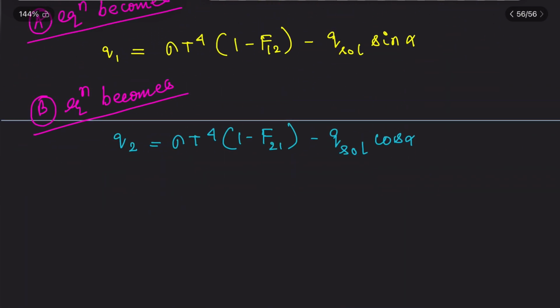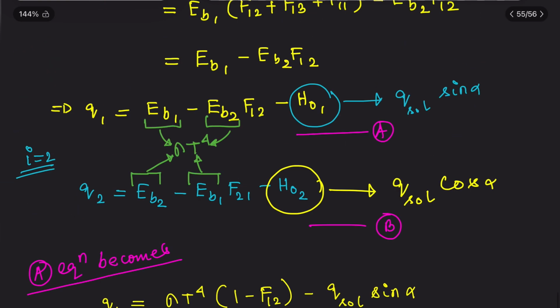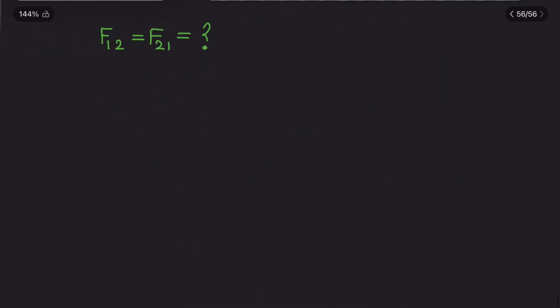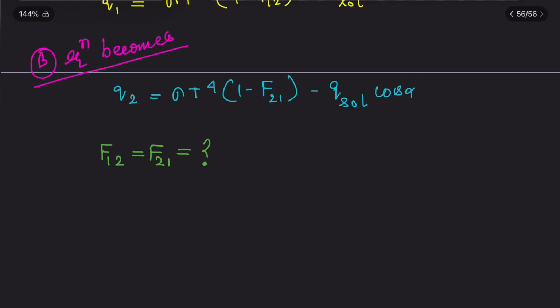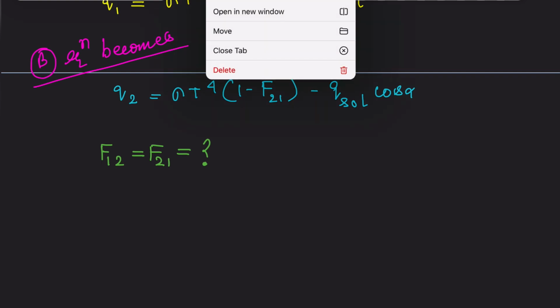So I have to find either of them. So F12 is equal to F21 is equal to what? Now there are two methods. I have taught you view factors and view factor algebra and some methods by which you can find the view factors simply, just by some formula. So now we will see the application of this formula.